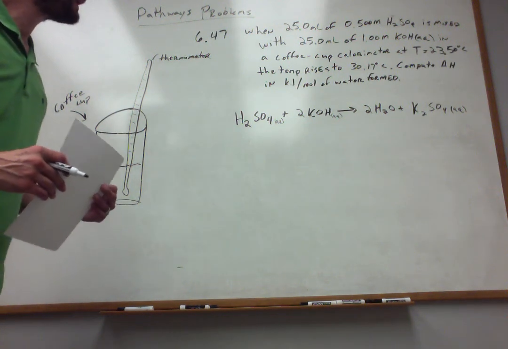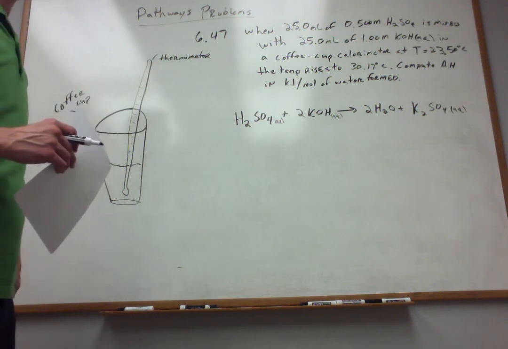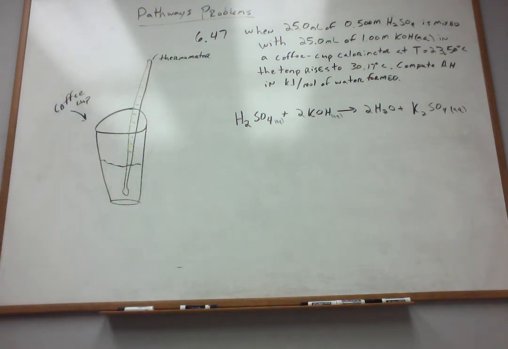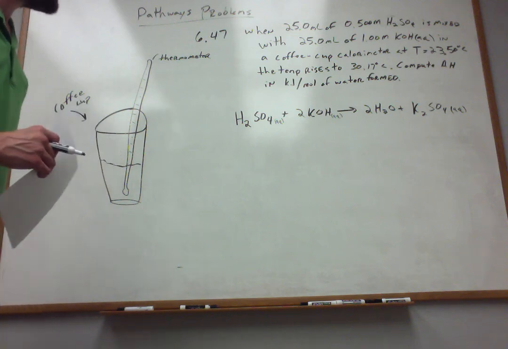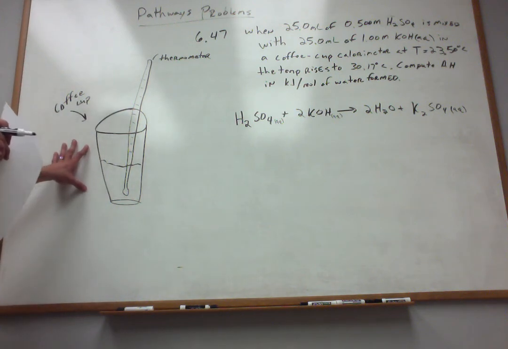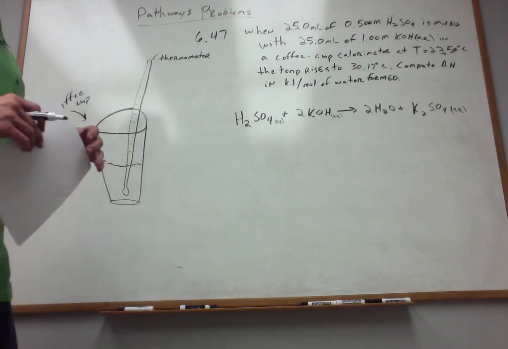Okay, we are going to work problem 6.47 together at this point. Another fun problem in thermochemistry. What we've got going on here is we are going to mix a strong acid with a strong base inside a device called a coffee cup calorimeter and run a chemical reaction. It's going to be a neutralization reaction.